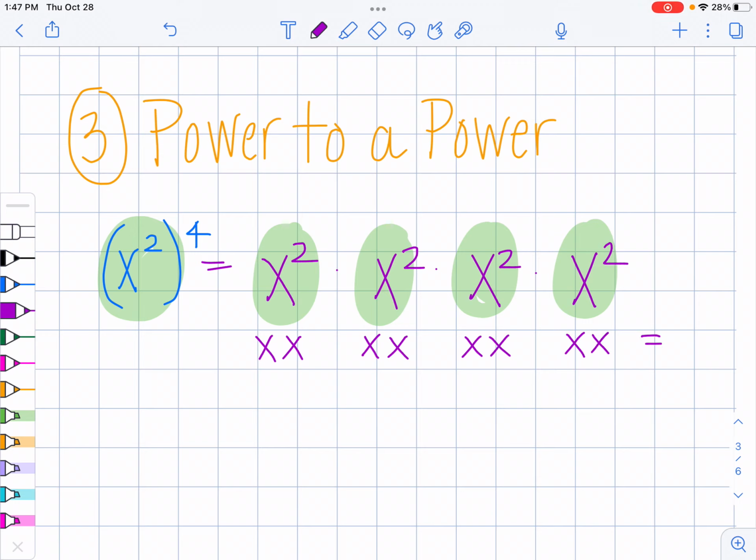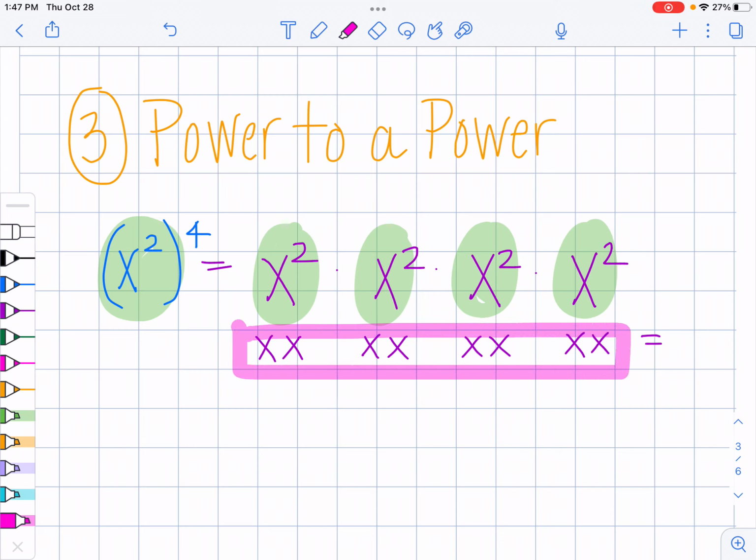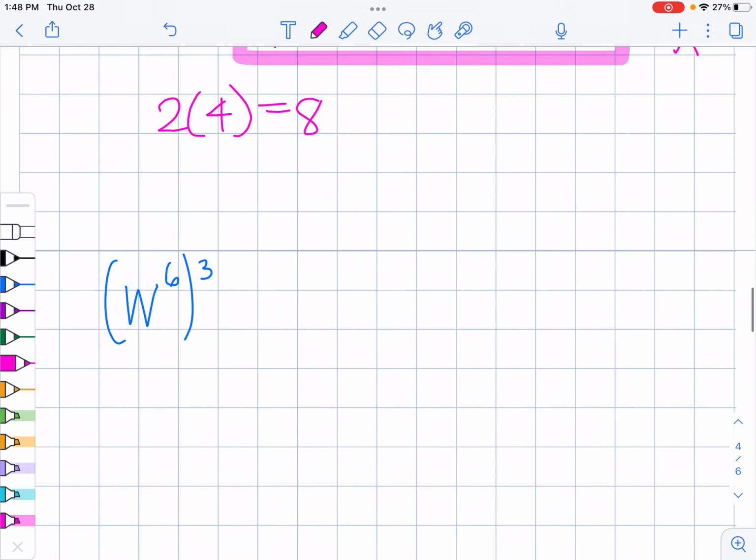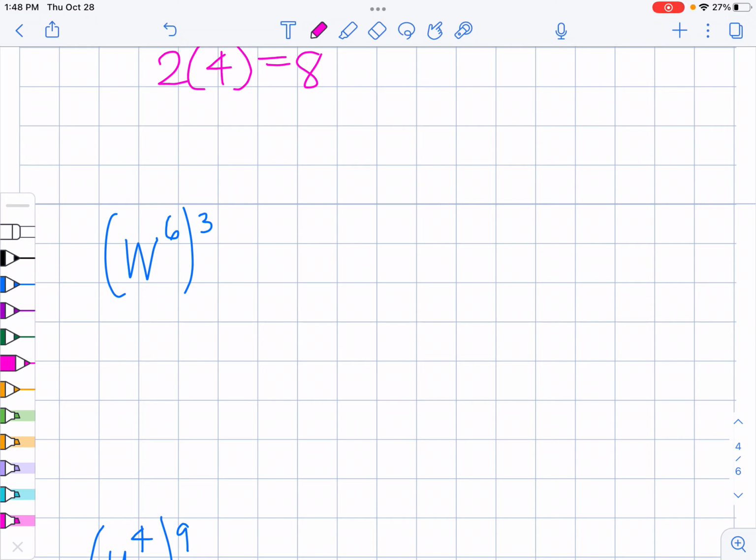So total, how many x's do I have down here? 2, 4, 6, 8. This becomes x to the 8th. What do you happen to notice about 2 and 4? How you can get 8? 2 times 4 is equal to 8. So when you have power to a power, you multiply your exponents. Try this one. w to the 6th, all to the 3rd. So my rule says I multiply my exponents. This becomes w to the 18th.